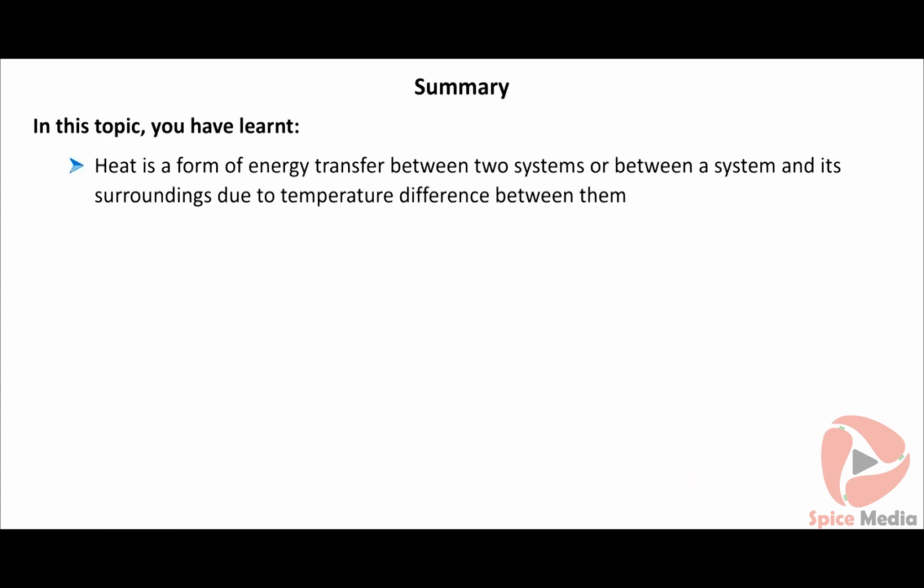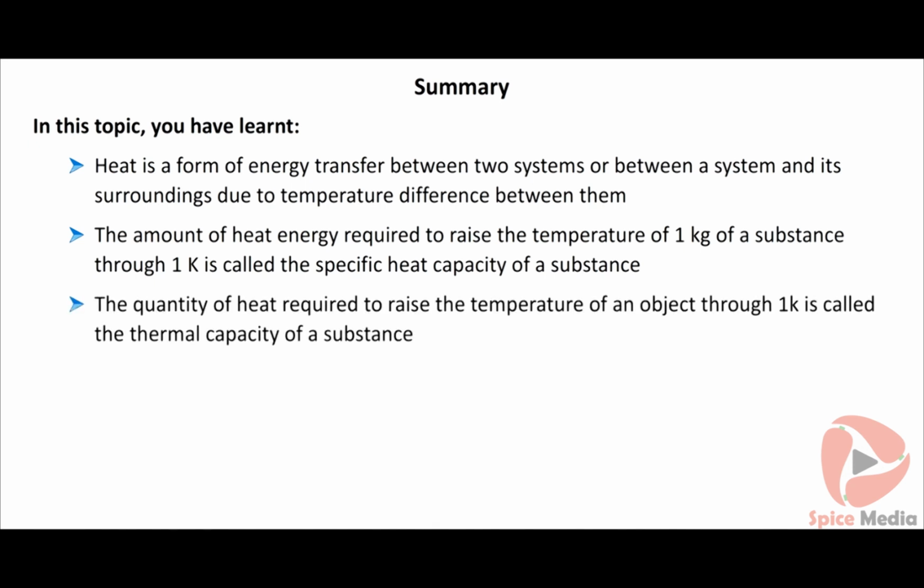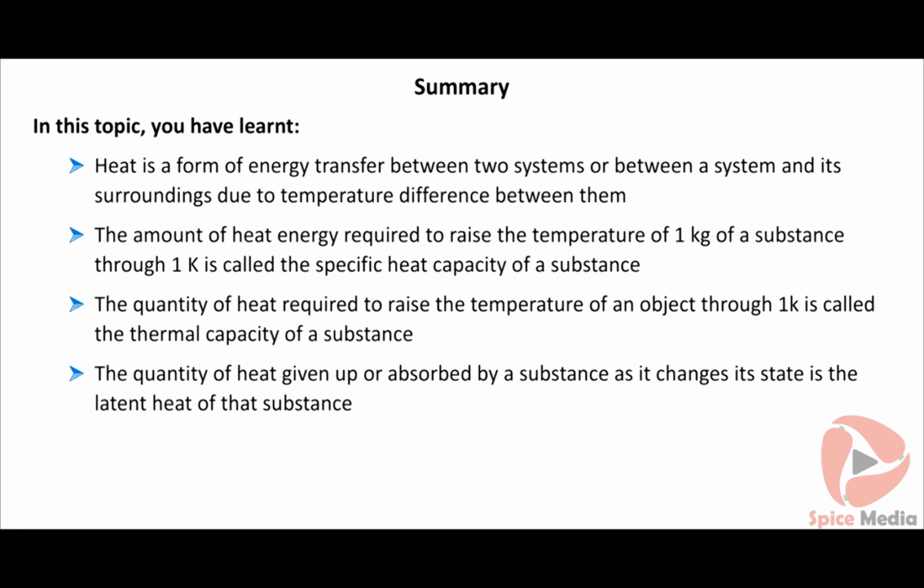In this topic, you have learnt that heat is a form of energy transfer between two systems or between a system and its surroundings due to the temperature difference between them. The amount of heat energy required to raise the temperature of 1 kg of a substance through 1 K is called the specific heat capacity of the substance. The quantity of heat required to raise the temperature of an object through 1 K is called the thermal capacity of a substance. The quantity of heat given up or absorbed by a substance as it changes its state is the latent heat of that substance.